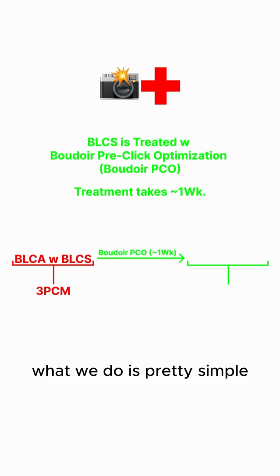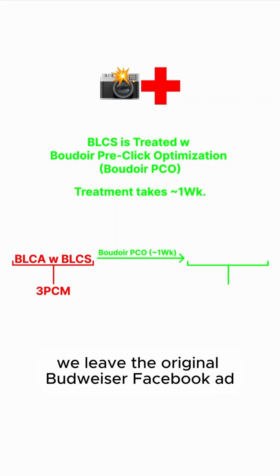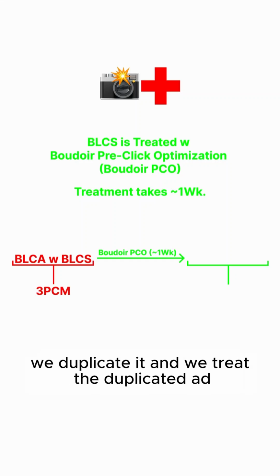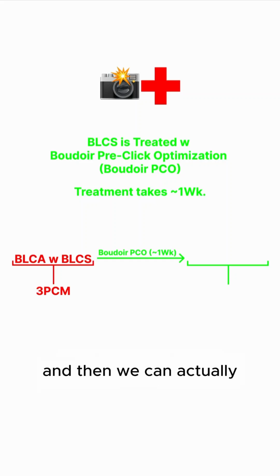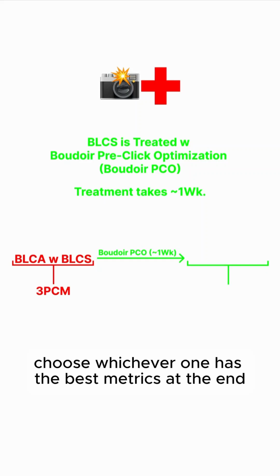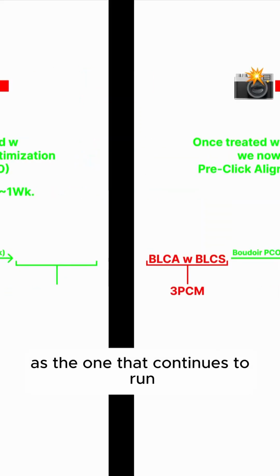And what we do is pretty simple. We leave the original Boudoir Facebook ad, we duplicate it, and we treat the duplicated ad, leaving the original untouched. Treatment takes about a week, and then we're able to choose whichever one has the best metrics at the end as the one that continues to run.